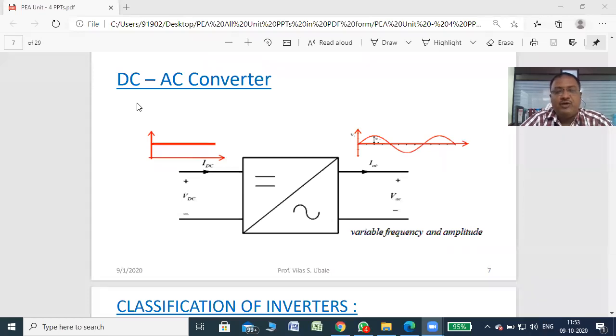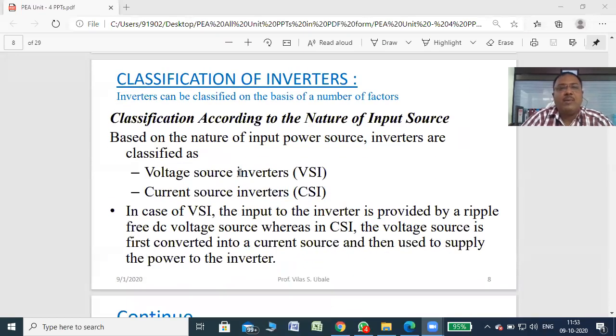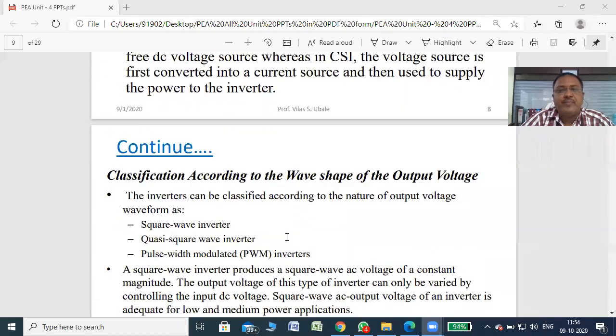Then the inverter converts that DC into AC with fixed voltage and fixed or variable frequency, which we have already covered. The classification we covered in the last lecture is voltage source and current source. As per the source, DC voltage source or DC current source, the main classification of inverters is given. Normally current source inverters are not used; voltage source inverters are mainly used.